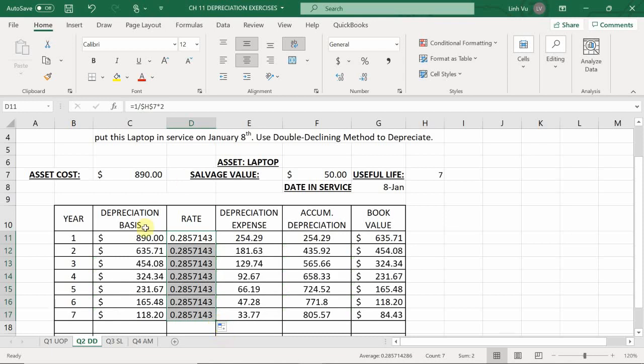Okay. So here we get the depreciation basis of $890 times the rate of 28.5714 instead of the 14, because that's only looking at it once, right? We're double declining it, so it's going to be depreciating it twice as much.